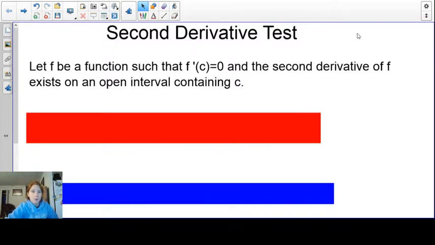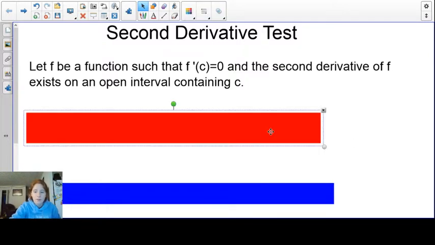Alright, so welcome to the last little lesson of this unit, right before the Christmas break. So we're going to start with the second derivative test.